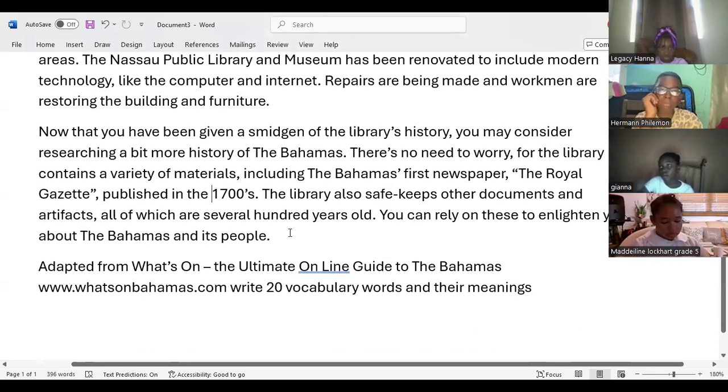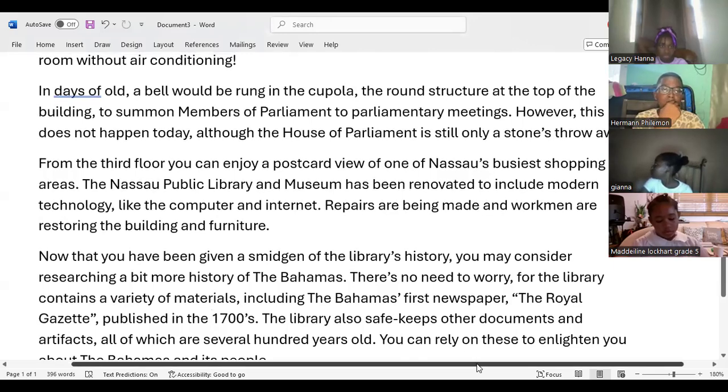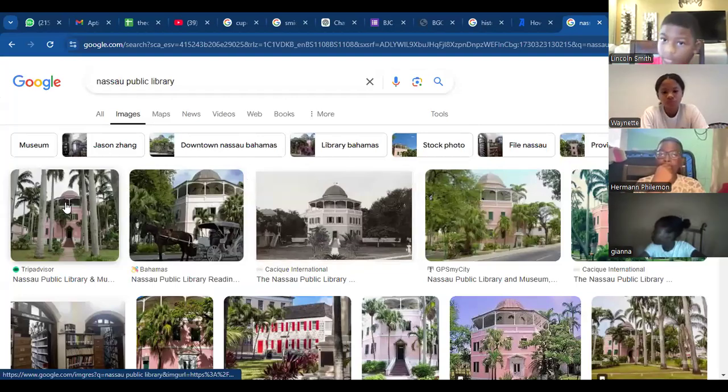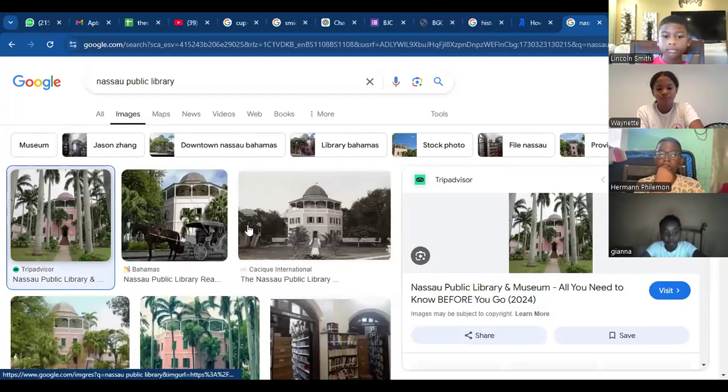Very good. Question, what was this library before it became a library? It was a prison. Very good. Anyone ever been to the Nassau Public Library? No, sir. You never been to it? Let me show you some pictures. Legacy, you ever been there? No, sir. I barely go to Nassau. I've only gone there once from what I remember.